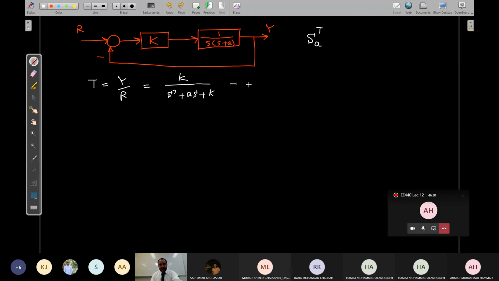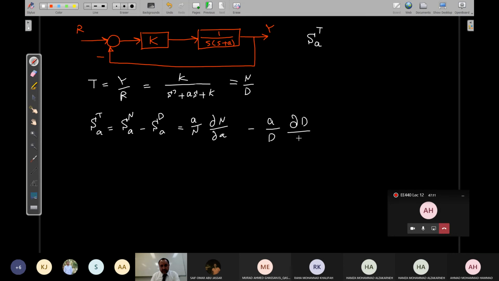So I will use the rational function. This is the N. This is the D. So I will use the S, S_A^T is equal S_A^N minus S_A^D. Of course, you can use it from here. You can say it's A over T, partial T with respect to A. It will be the same, correct. But as I told you, differentiating a rational function is more difficult than differentiating a polynomial. So this one will equal A over N partial N partial A minus A over D partial D partial A.